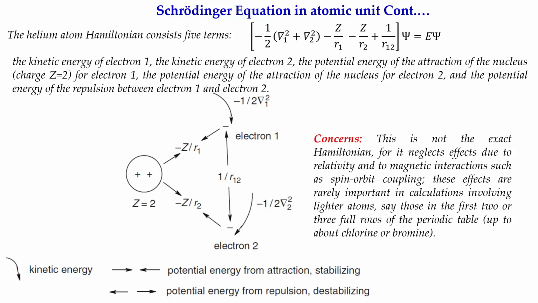Okay, so one concern is that in this helium Schrödinger equation, we are still not considering any effect of magnetic interactions like spin-orbit coupling, or relativity. Basically, for a small atomic number, these two factors are very small or negligible. So we can ignore relativity or any magnetic interactions for these types of atoms in the periodic table, like the first and second rows.